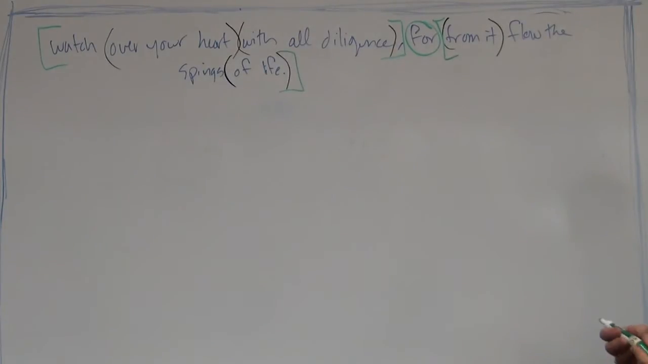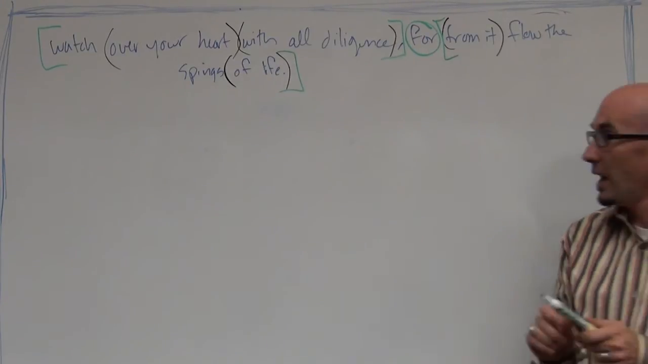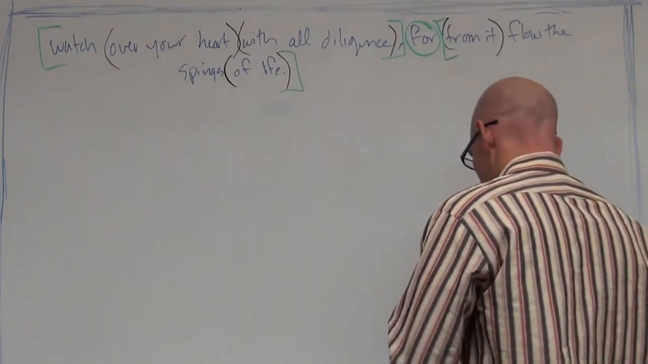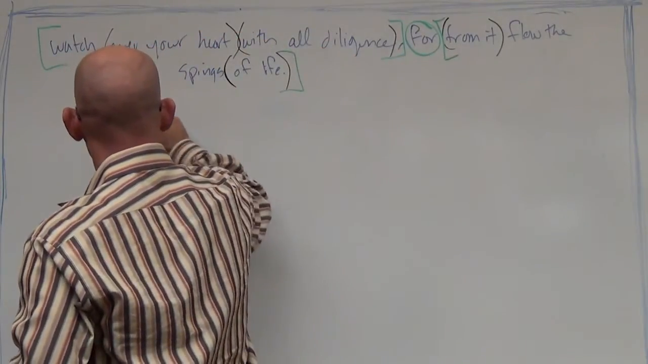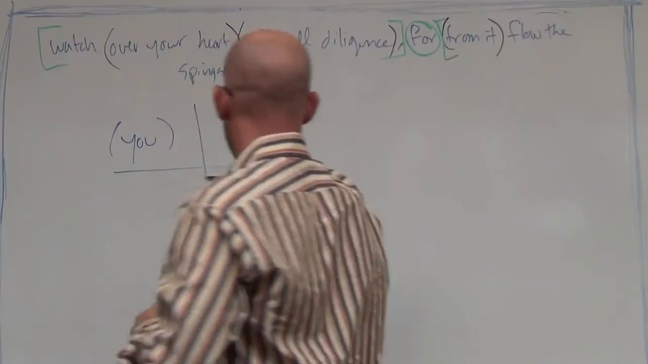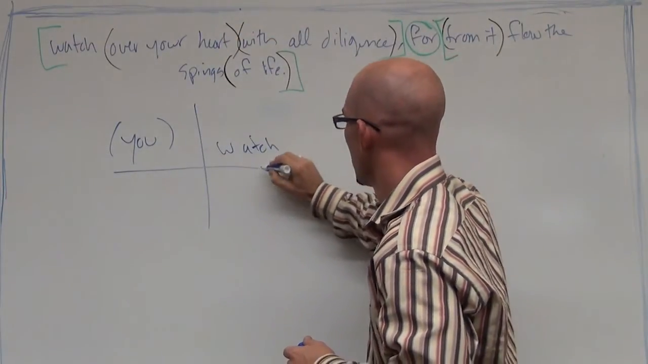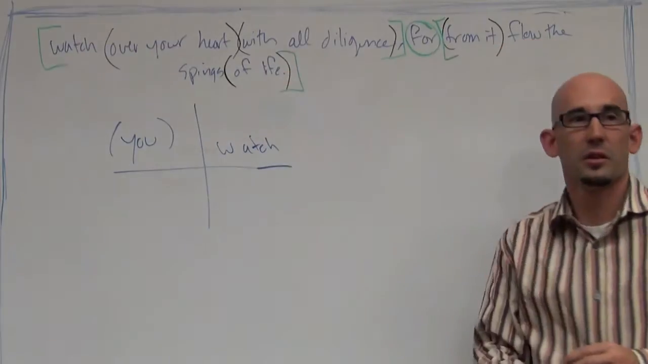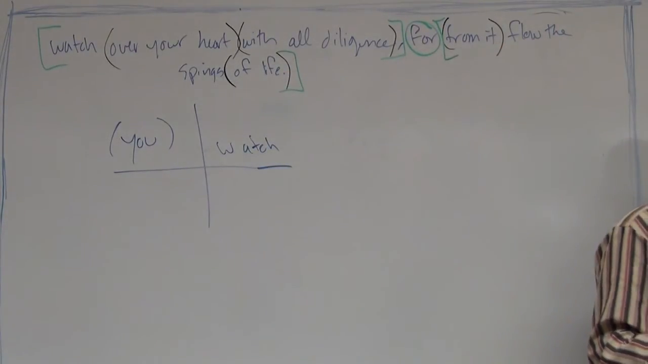Let's start with watch over your heart with all diligence. What's our subject? You. Okay, an understood you. It's nice we only have one word left to work with. You. Okay, and our verb, watch. Okay, over your heart, adjectival or adverbial prepositional phrase. Yes.